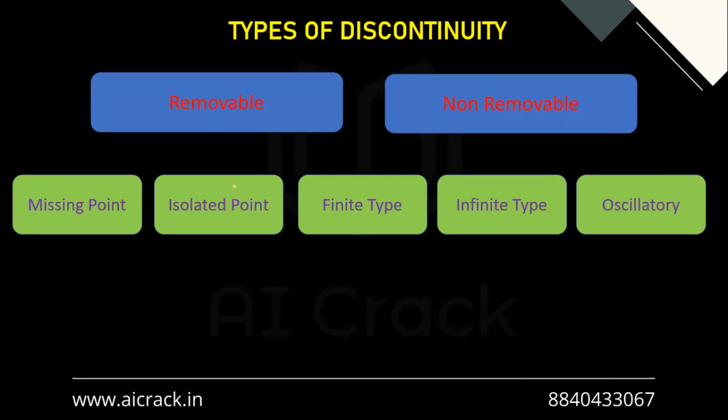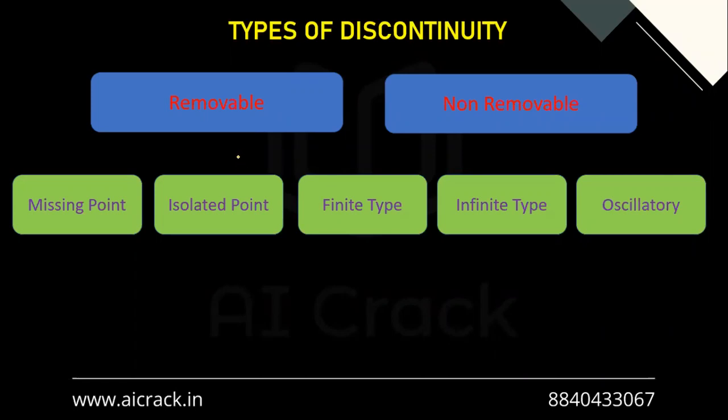Now let's talk about types of discontinuities. There are two types of discontinuities, removable and non-removable. These are described based on the existence of limits. In case the limit exists, in that case, it's removable. And the second case is if the limit does not exist, basically maybe the LHL is not equal to the RHL, maybe it's infinite, maybe it's oscillating. In that case, it's non-removable.